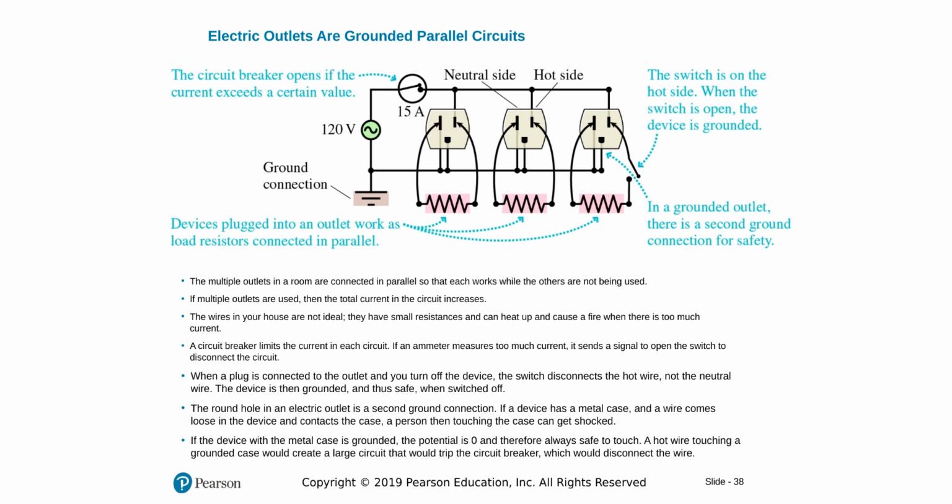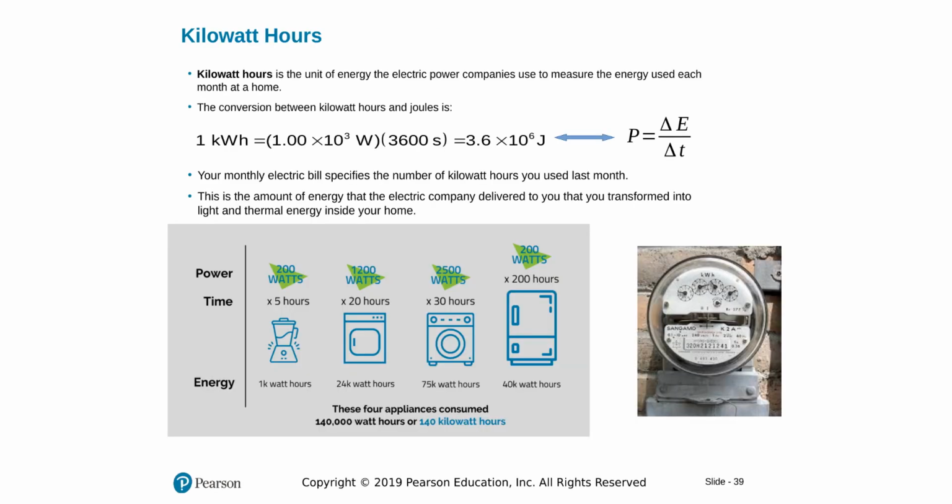This is another figure showing the same idea and listing more simply what I talked about. The more devices we add, the more current we draw, and to prevent fire hazard, we have circuit breakers to turn off the circuit if too much current is drawn. Then we'll have to reset them.